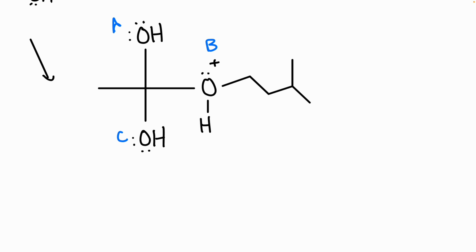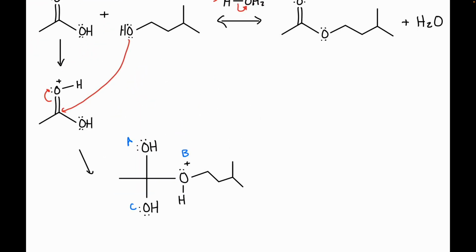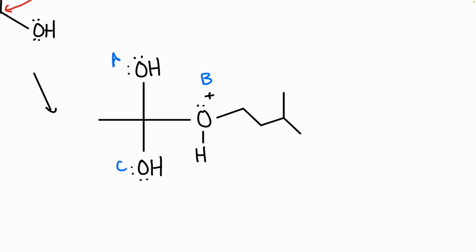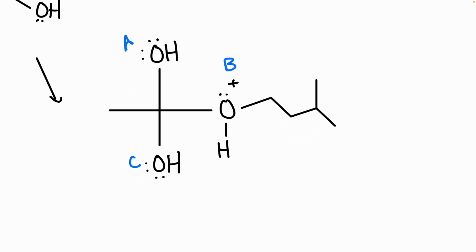B. B is my good leaving group here, right? Because it's got that positive charge. Well, if we kick off B, please go right back to the beginning. Fantastic. We did absolutely nothing, right? So B is the good leaving group here. We have a problem. We can't just kick off something else because B is our good leaving group.